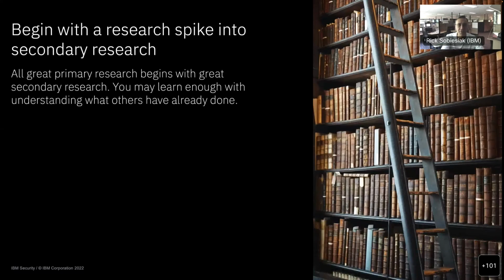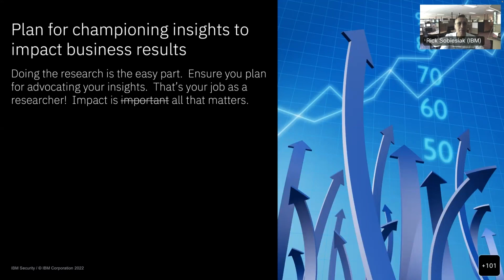Great primary research begins with great secondary research. And once you're done with that secondary research, you know what? Maybe there's less of a case to be made for doing that primary research. And then finally, plan for championing insights to impact business results.